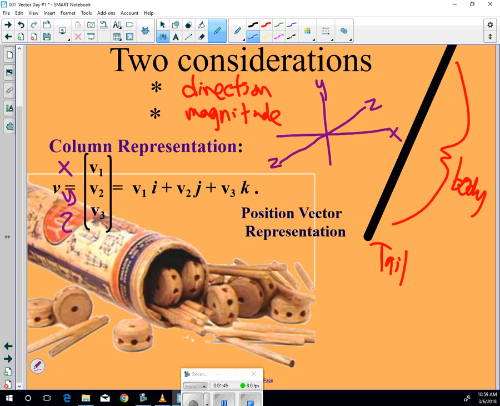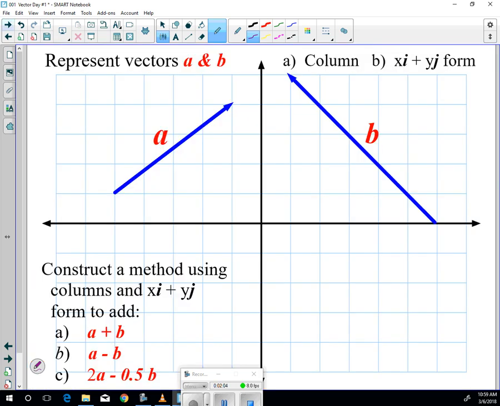But when we talk about these vectors, you're going to see them one of two ways. You're either going to see them in column vector form or position vector form. And I'm going to go into position vector form in a little bit.